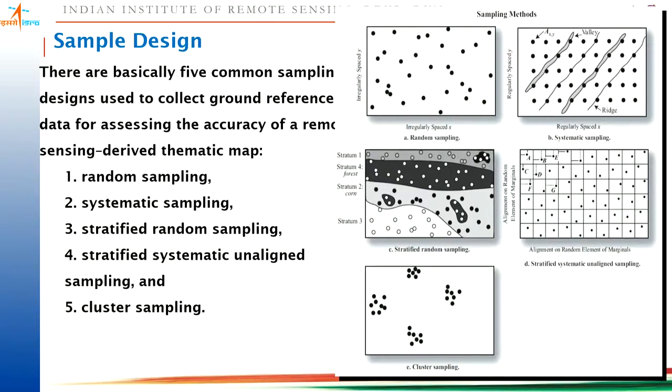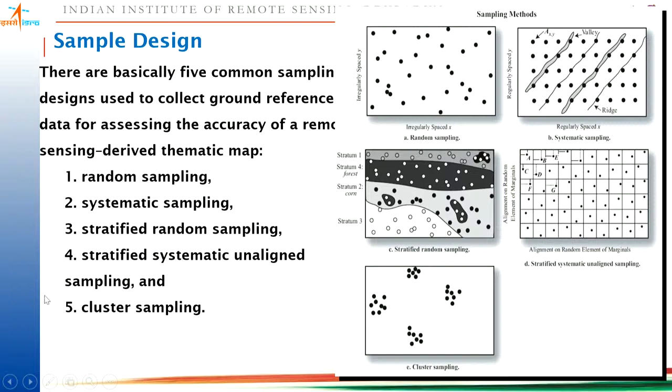Then how we have to design, or how we have to take these points. There are basically 5 sampling designs used to collect ground reference data for assessing the accuracy of a remote sensing derived thematic map. So these are random sampling, as I have shown in the first image. Randomly all the points are collected. Then systematic sampling, that means at every fixed x and y you collect the point.